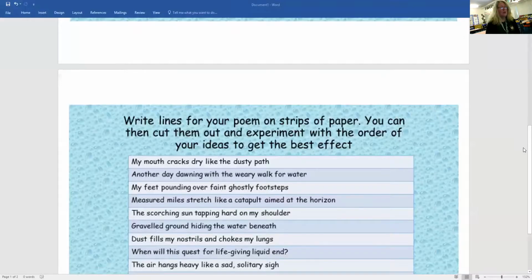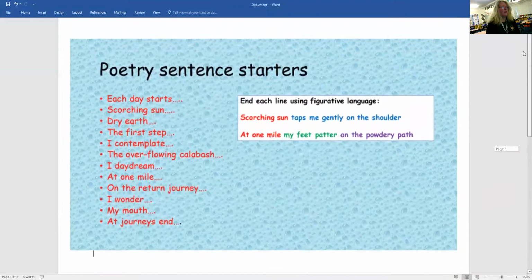our poetry really effective. So to help you plan today, I'm going to show you a couple of slides, because I know figurative language can be a really tricky thing. So hopefully this will give you some support in order to get you started. So let's have a little look at the slides. Right, so if we start with this first slide here. So what I would suggest today is to think about some poetry sentence starters to get you going.